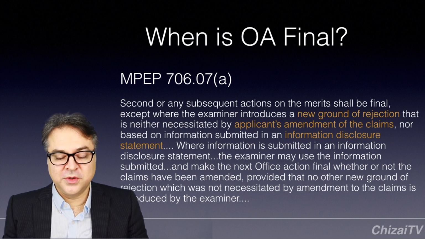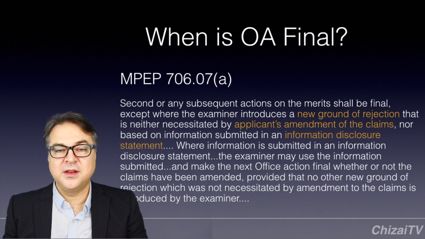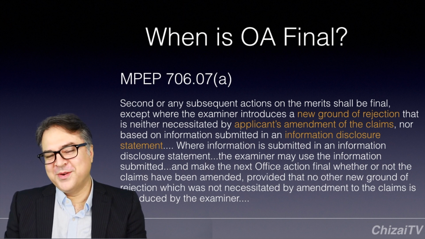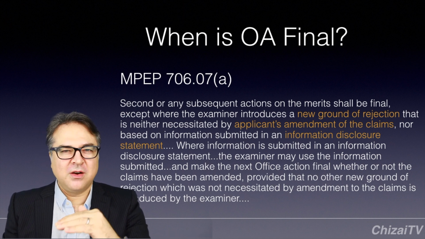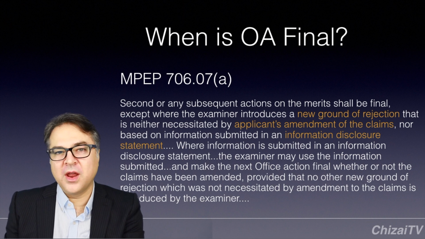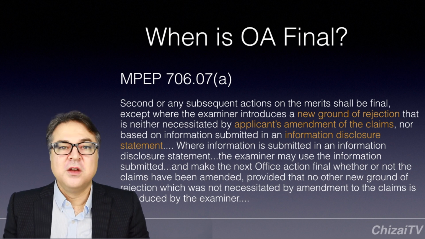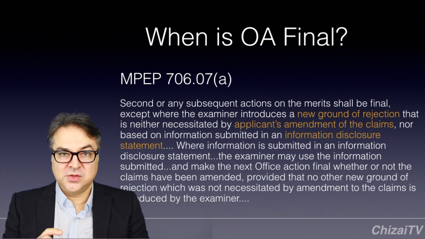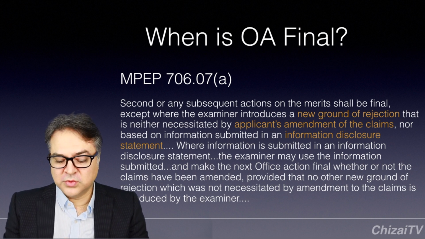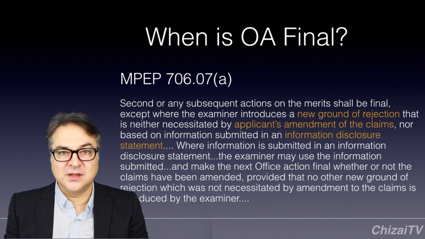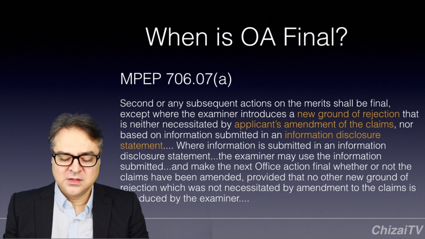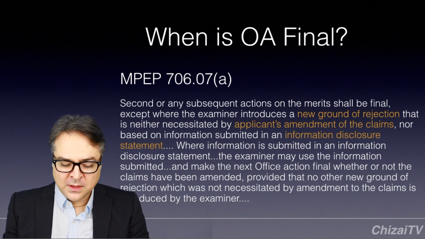So what is a new ground of rejection? Well, new ground of rejection is defined in another MPEP section. I believe it's 1203. I'm going to cover that in a video later because there are about 10 examples of what are and are not new grounds of rejection. For now, new ground of rejection means if the examiner uses a new prior art or rejects your claim for a different reason. So the examiner uses a different argument to reject your claim. So for now, think about it that way.